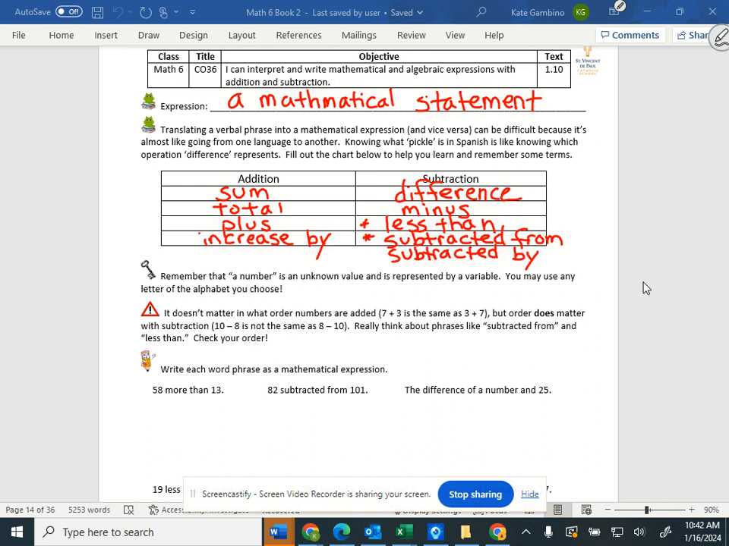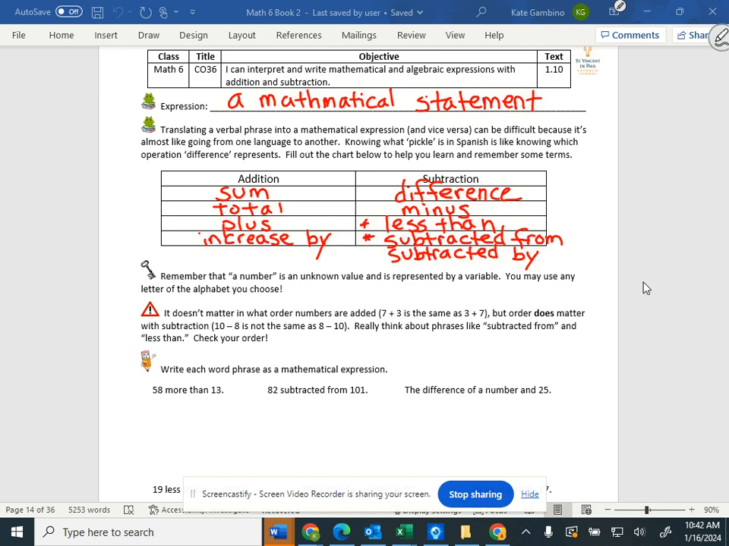It doesn't matter in what order numbers are added. 7 plus 3, you get 10, just like 3 plus 7, you get 10. But with subtraction, it does matter. That's why I said subtracted from and subtracted by. It matters which number comes first. So we have to really stop and think about what it's telling us. 10 minus 8 is 2, but 8 minus 10 is negative 2. Different places on our number line. So we want to be careful with those.